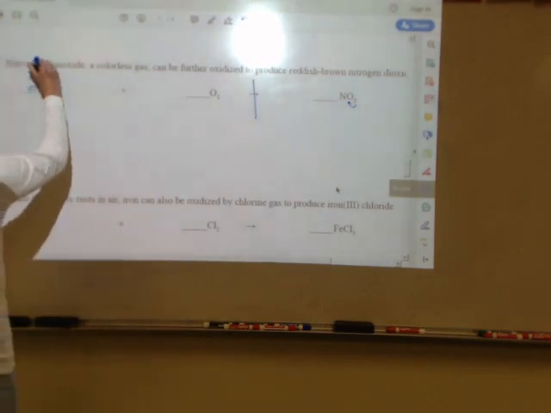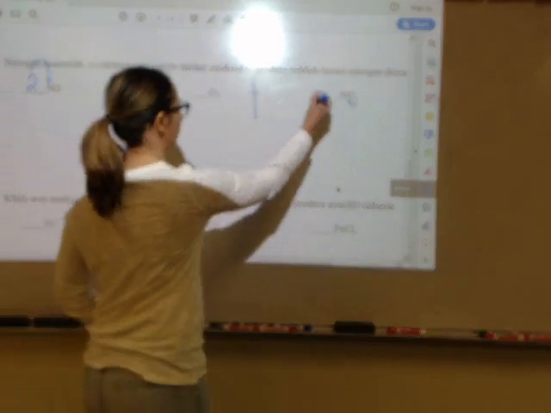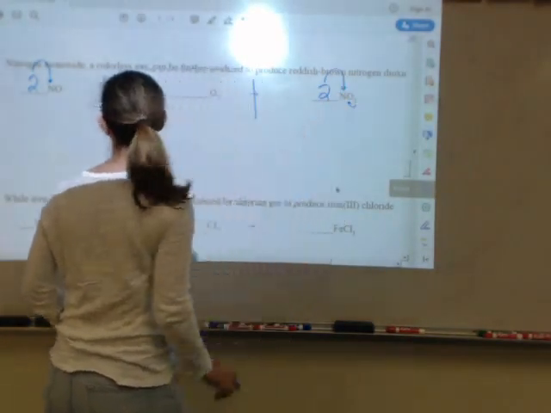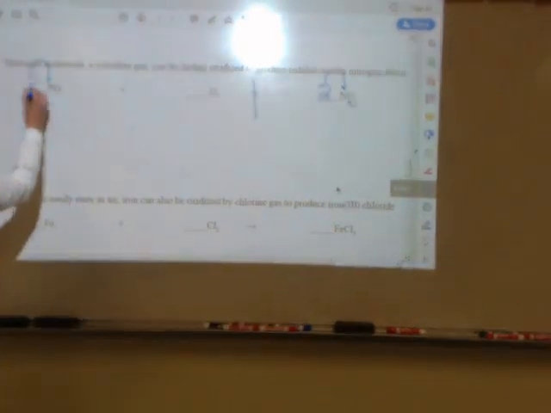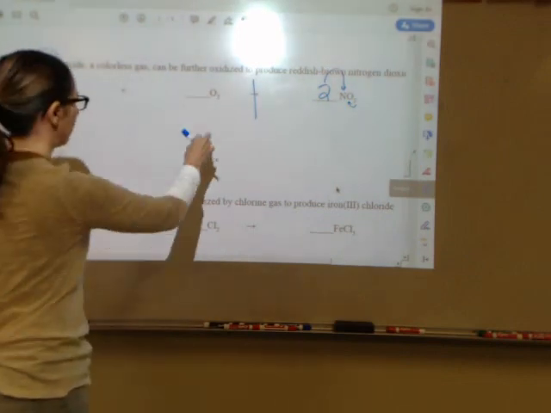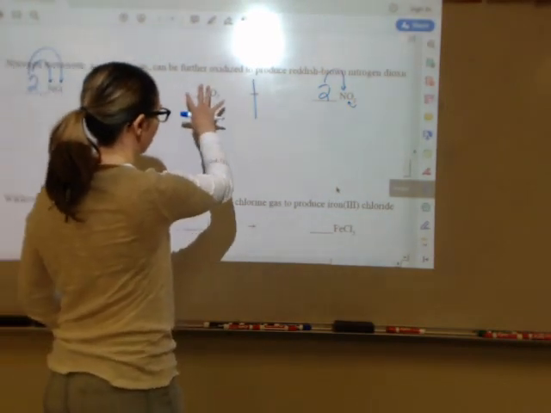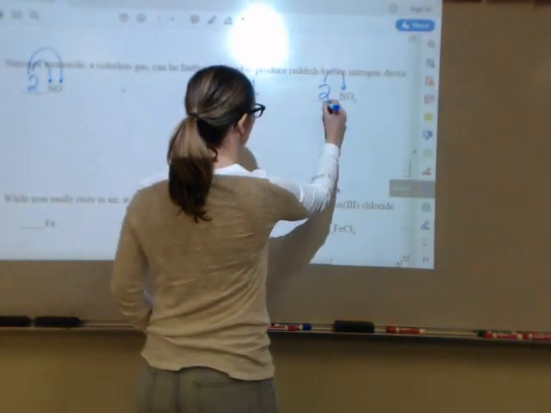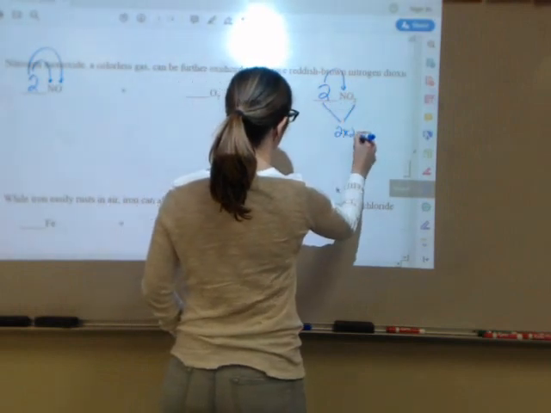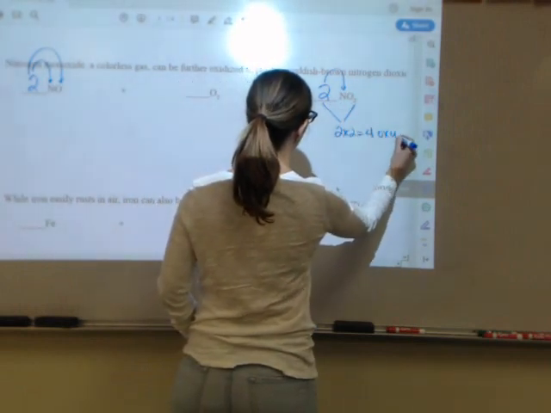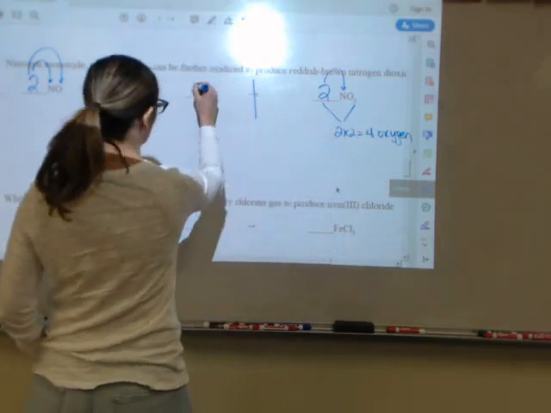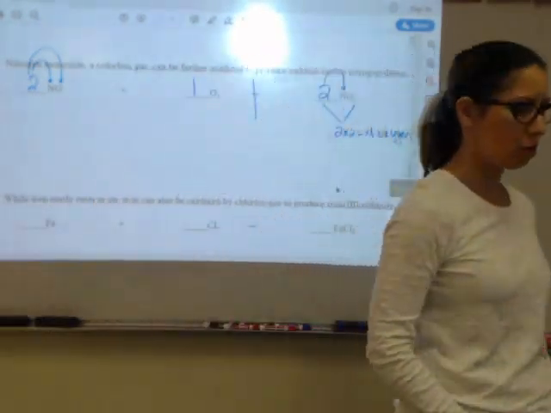to try and make something happen so you can finish balancing the problem. So this 2 goes to the nitrogen. I'm going to put a 2 here to balance the nitrogen. Then that gave me 2 oxygen here, plus these 2 is 4 oxygen on the left side. 2 times 2 is 4 oxygen on the right. My coefficients will be 2, 1, 2.